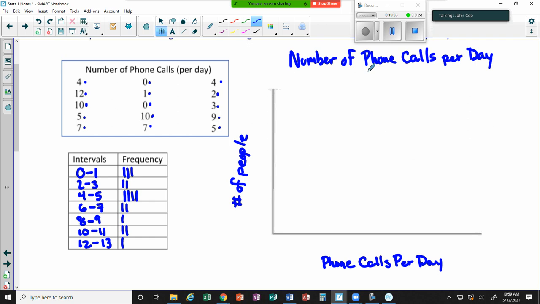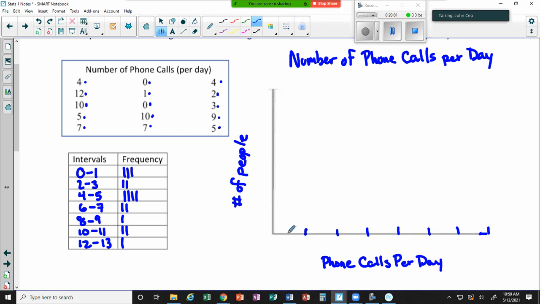All right, so now I need, how many intervals am I going to need then? 1, 2, 3, 4, 5, 6, 7. So I need 7 intervals here. So I got to divide this line equally among 7. So 1, 2, 3, 4, 5, 6, and then 7. That'll be my last one. Okay?